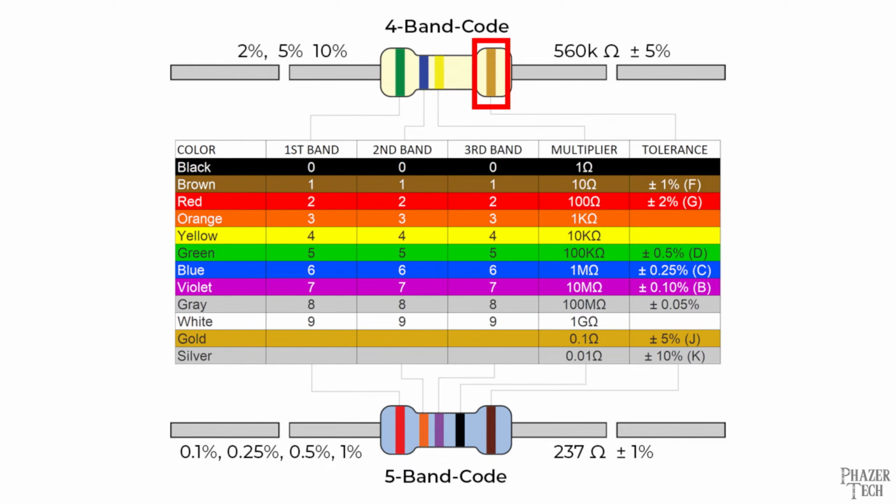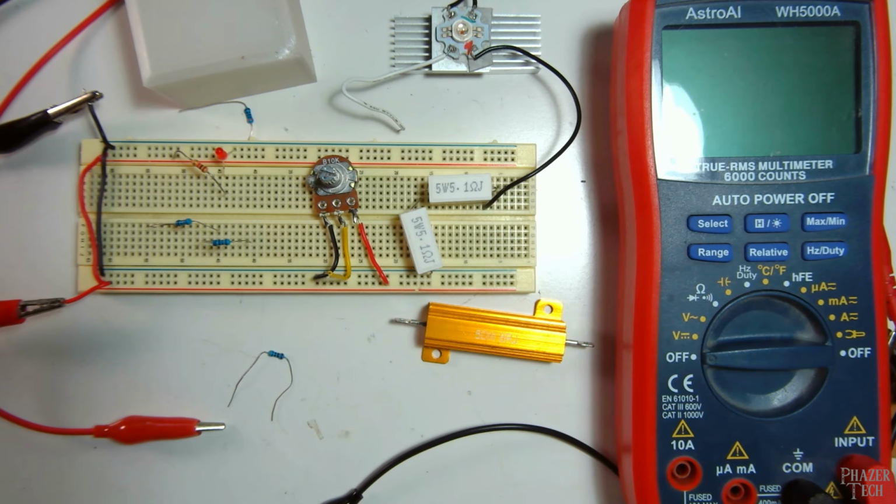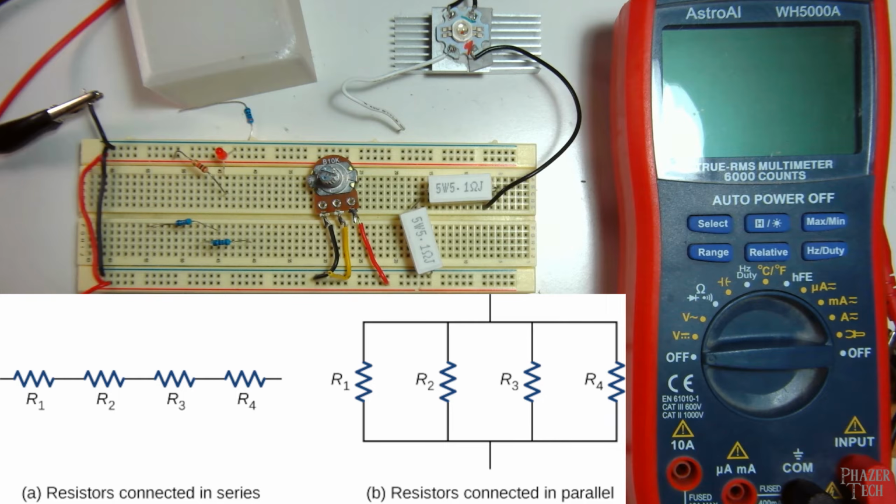This one has a gold band for its tolerance rating, which indicates 5%. This is worse than the previous example because now the actual resistance is only guaranteed to be within 5% of its given value. Now let's talk about the difference between resistors in series and resistors in parallel.